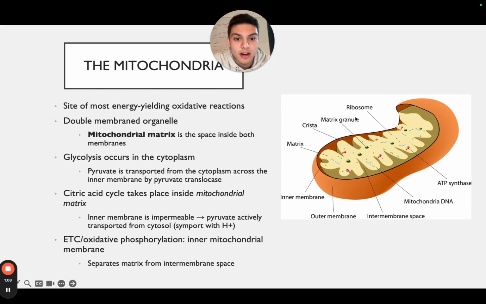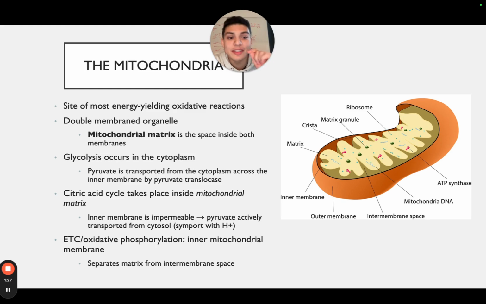So we know that glycolysis is going to occur in the cytoplasm, and we know that the end product of glycolysis is pyruvate. What's going to happen with pyruvate is that we know it's going to turn into acetyl-CoA, which is going to get introduced into the Krebs cycle. But where does that occur? That transformation from pyruvate to acetyl-CoA, it occurs inside the mitochondria.